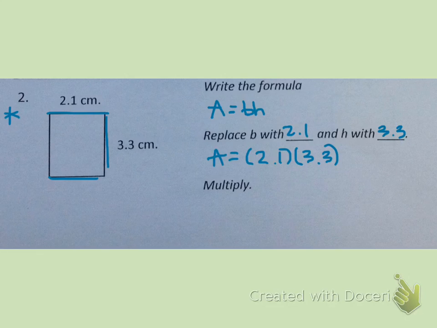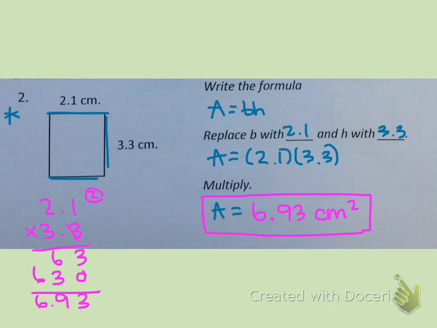So your job is going to be to multiply and find the area. So go ahead and do that on your own. Press pause to solve the problem, and then when you are confident in your answer, press play to check. The area of this rectangle is 6.93 square centimeters, or 6 93/100 square centimeters.